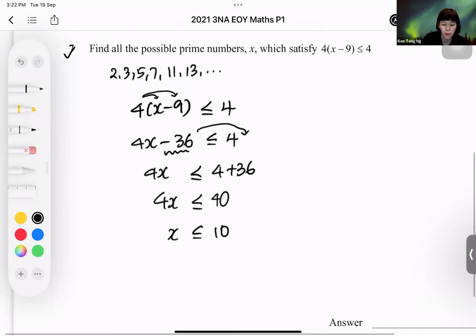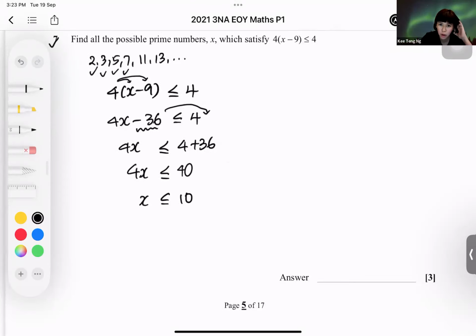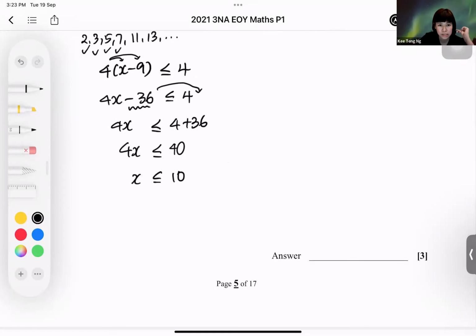So what are the prime numbers that are less than 10? Prime numbers must be bigger than 1. So in this case, what are the prime numbers? 2, 3, 5, 7. That's the trick. If any students wrote 9, then they may not get the answer correct.